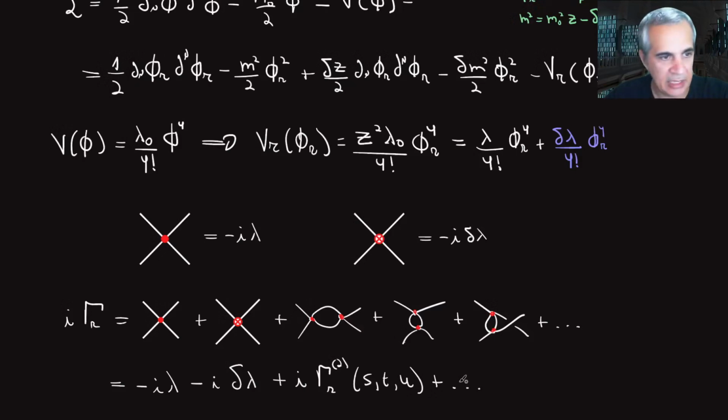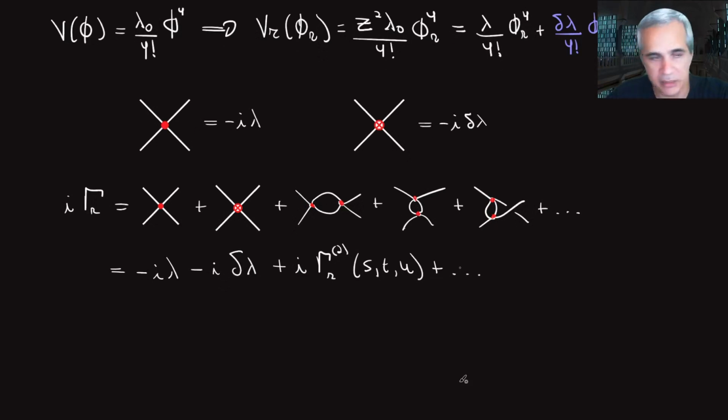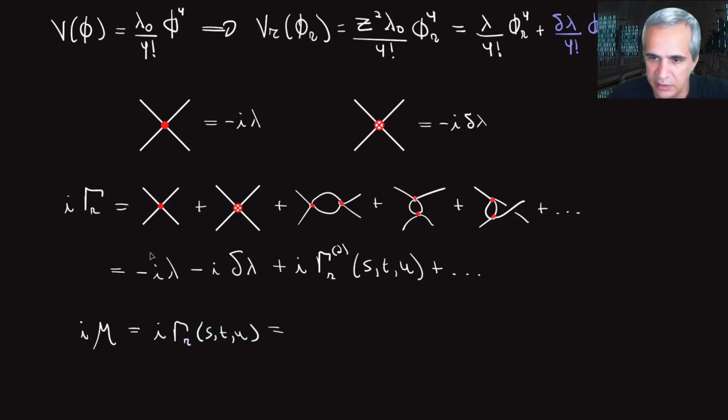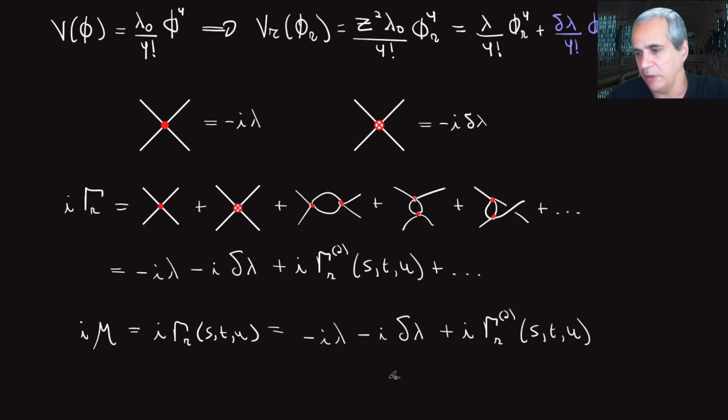Which means that if I want to calculate a matrix element in terms of these variables, iM will be just i gamma R, S, T, and U. So there's no z squared anymore here, because in the renormalized field, the propagators don't have the z squared. And this is this expansion up to second order in perturbation theory.